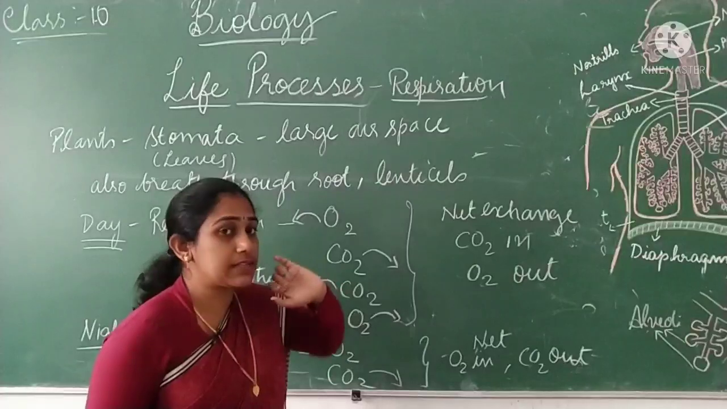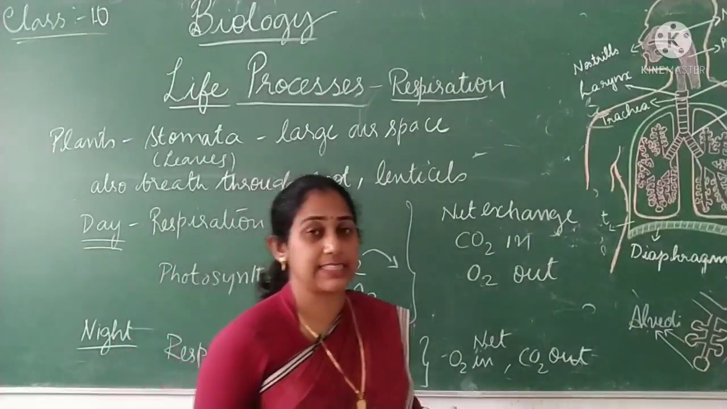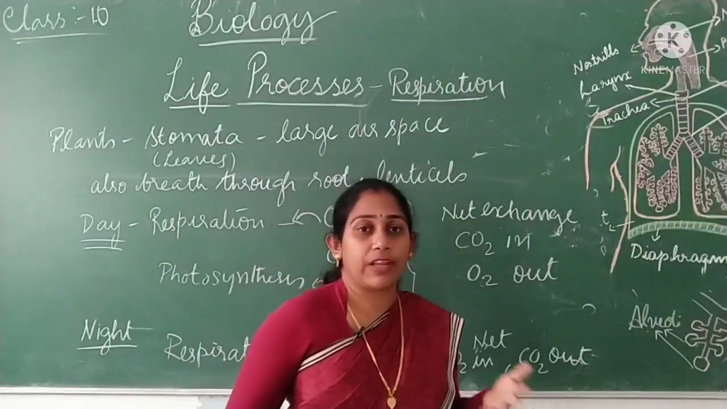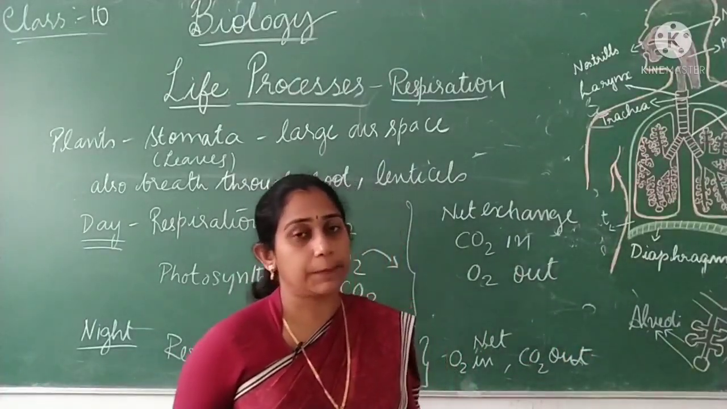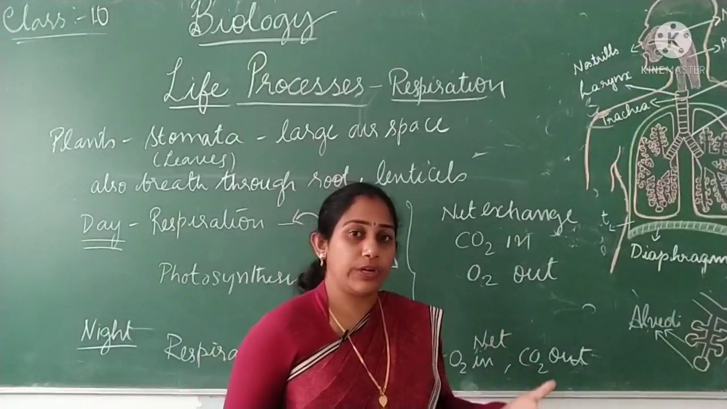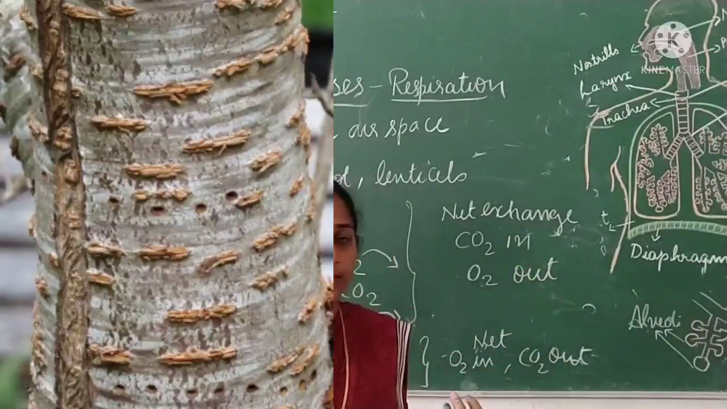Then you have another thing called lenticels. Where can you find lenticels? Lenticels are found when the plants grow older. In the green stem they will have stomata. As the green stem grows older, it develops secondary tissues.